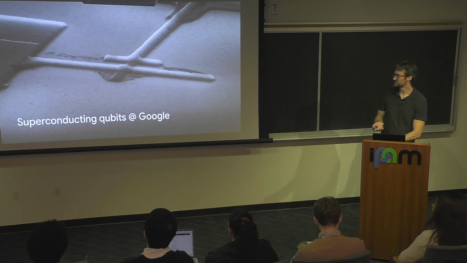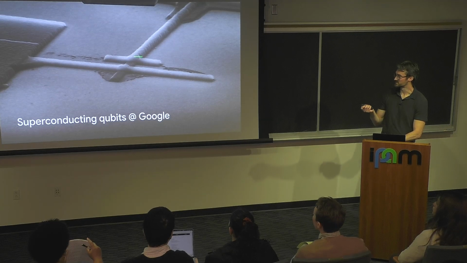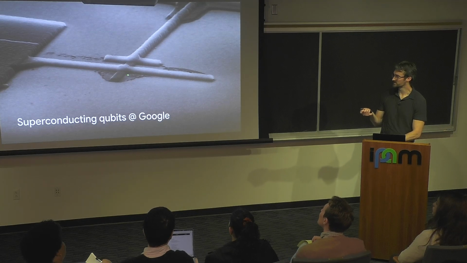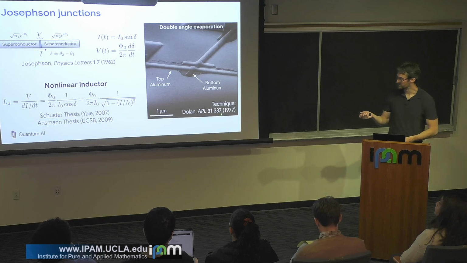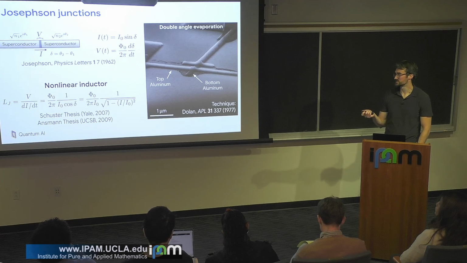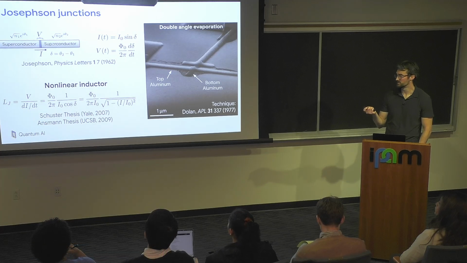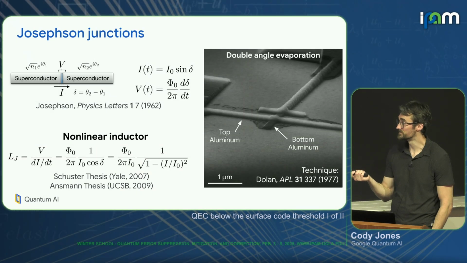Okay, so superconducting qubits at Google. This is actually a figure from a very long ago paper on Josephson junctions. In fact, from the 70s. Okay, so Josephson junctions are what happens when you take two pieces of superconducting metal and you bring them very close together with an insulating gap.